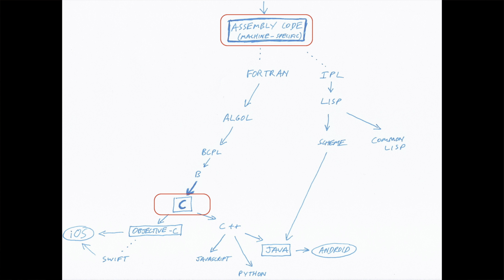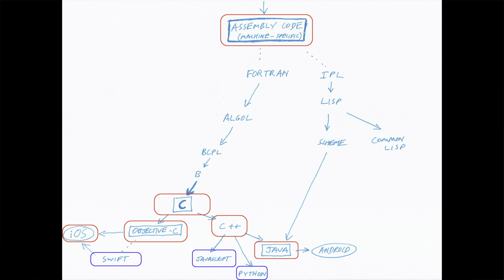And once you get to C, you've got similarity between C and Objective-C. And then you branch off via Objective-C to iOS programming. Maybe you go to Swift and come back to iOS. And then you branch off from C to C++. You get to Java. You also get to JavaScript. That's Amy's favorite. Python, which is one that really interests us. And then Java leads to Android apps.